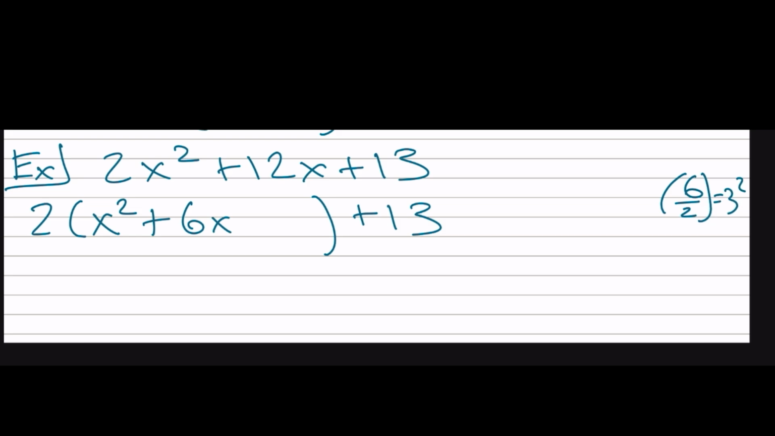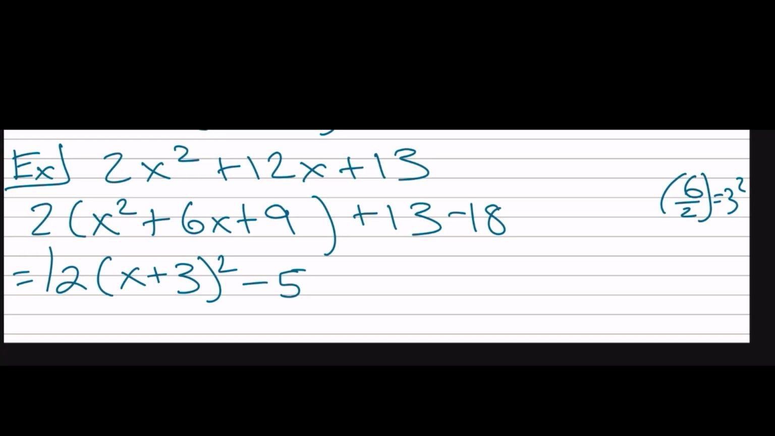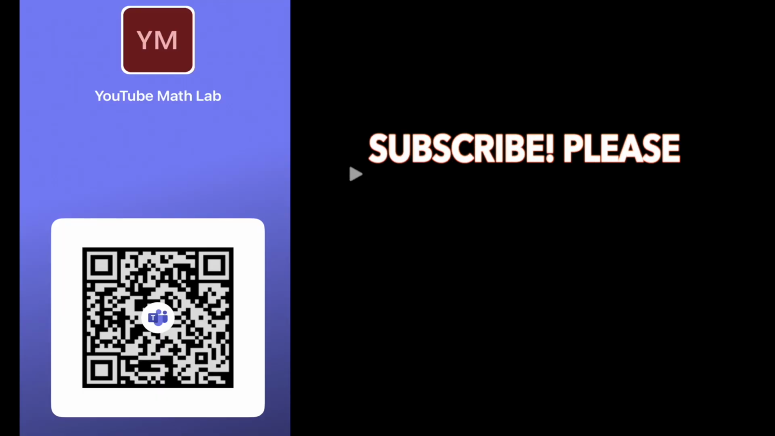And now multiply by 2. So you're going to have 9 times 2 is 18. Move that to the other side, so you're going to have minus 18 right next to the 13. And your final answer is going to be 2 times x plus 3 squared minus 5. And there you go.